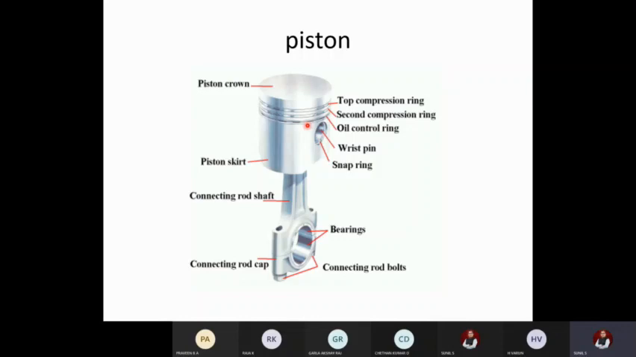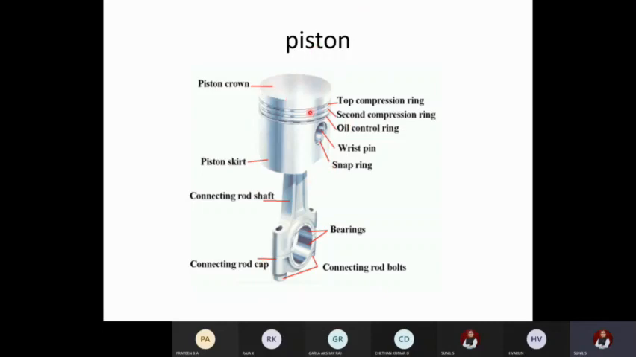Okay, so the next is the piston. So far we have studied the cylinder block. After the cylinder block there will be a liner, then comes the next important component, that is the piston. So here, before going to the actual sketch, we will just see this actual figure. Okay, so this is called the piston crown.